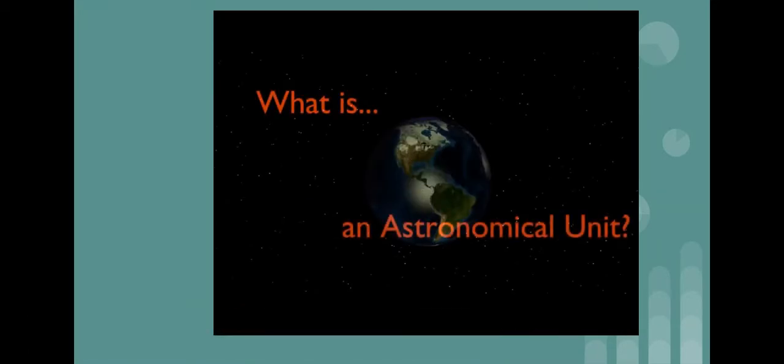What is an astronomical unit? A lot of people will say it is the distance between the Earth and the Sun. But strictly speaking, this isn't correct.